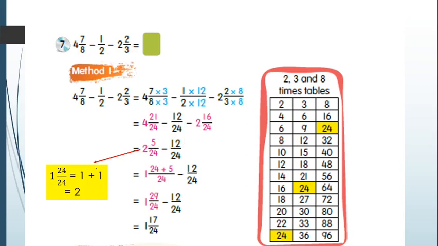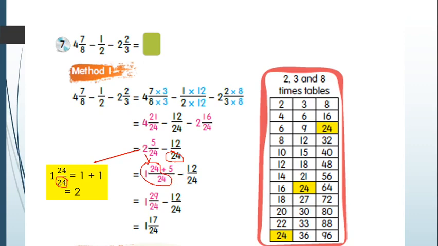So what they do here is another way to write 2 is 1 24/24. Why do we use 24/24? Because we want to have the same denominator as this one. So 24/24 is equal to 1, so 1 plus 1 equal to 2. So that is what they are doing here. They change this 2 into 1 24/24. That is happening here, right?